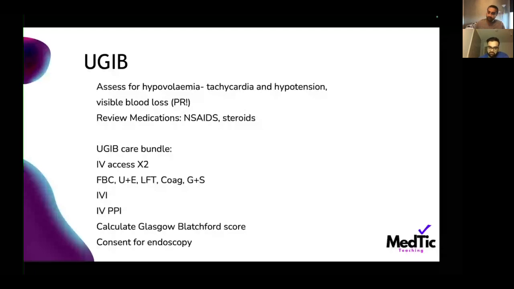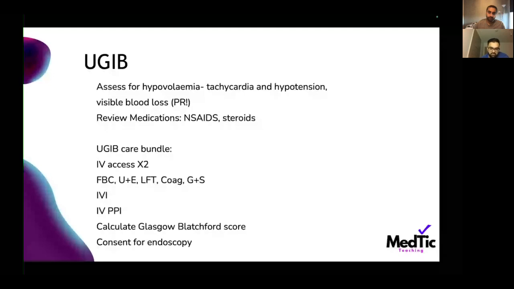You also want to give IV PPI as a form of gastric protection. Stop any medications which may be contributing to someone's ulcer in this case, and stop any blood thinners. You also want to calculate something called the Glasgow-Blatchford score, and consent the patient for an endoscopy to try and find the source of bleeding. So next slide, please.